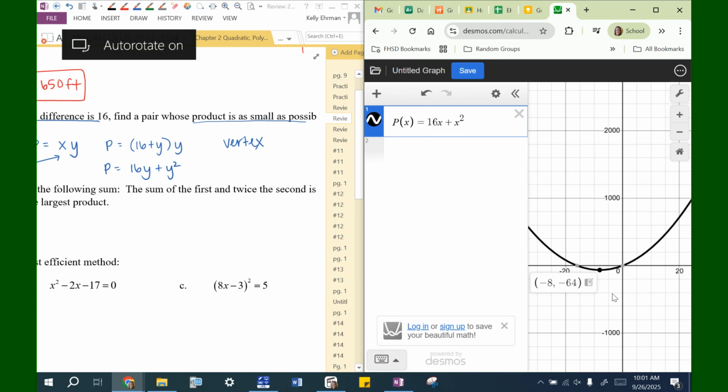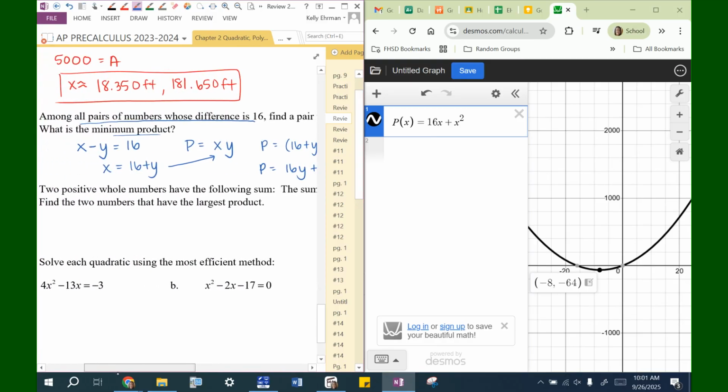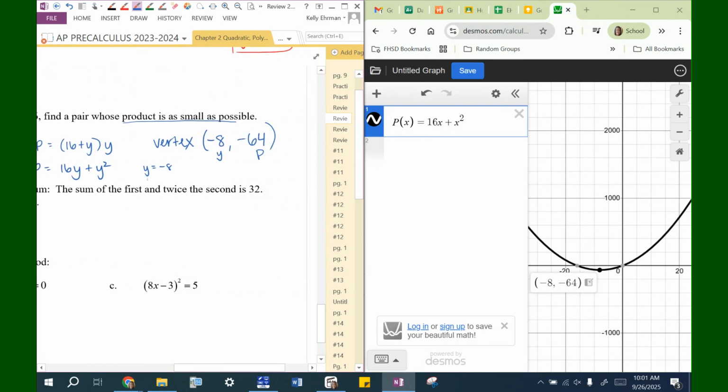It's important to know what two variables the vertex represents. So let me write it down first. In this equation, the vertex is y, because that's the input, and the output here is p. So I know that y is -8. What would x be? x would be 16 plus y, which is 8. And the minimum product is -64. The pair of numbers is 8 and -8. It doesn't matter which one's x, which one is y.